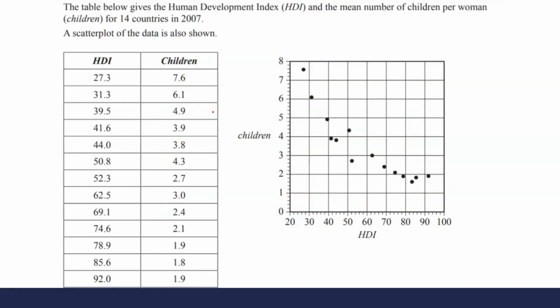All right, let's have a look at an example based on this concept of stretch and compress. This is an exam question, exam 1 2016, question 11. This table gives us the human development index and the mean number of children, and all the points are more of that shape.